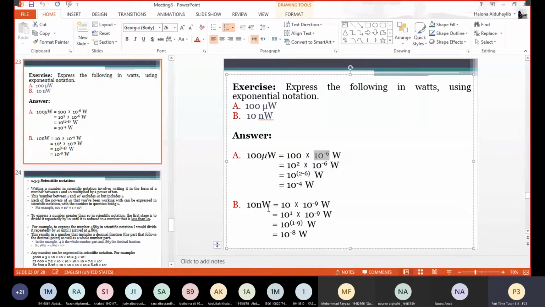For 10 nanowatt, you need to get the value of nano, which is equal to 10 power minus 9. As the 10 has the power 1, you represent it with a power: here is 1, here is minus 9 for the nano. And you add the powers together. By the end, you will get 10 power minus 8. Okay.